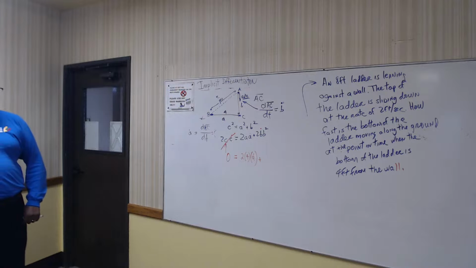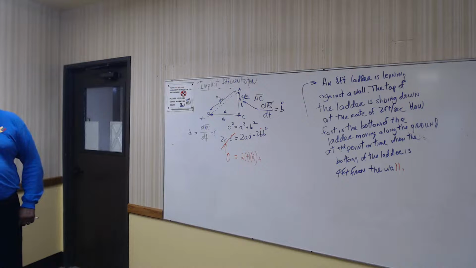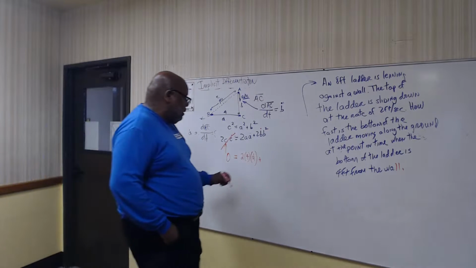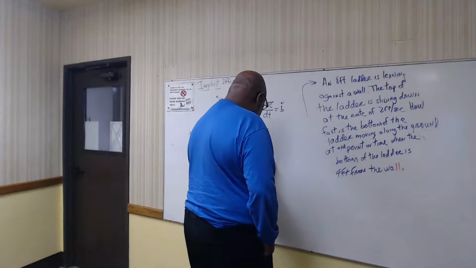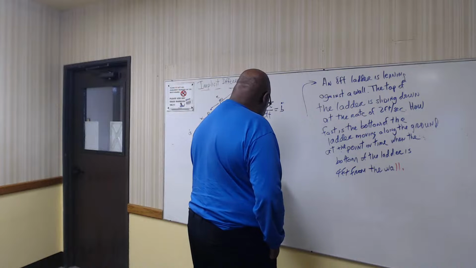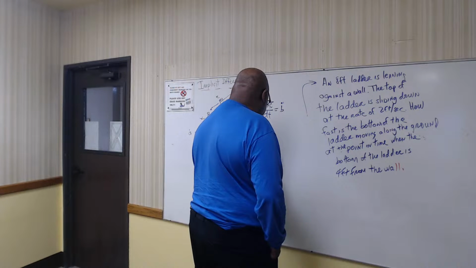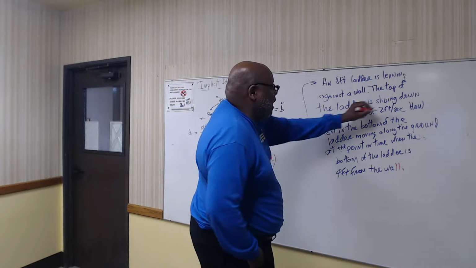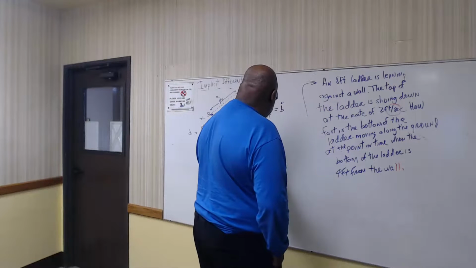We know how fast it's slipping down the wall. Not related rates, you just have to read the problem 3 times. How fast is it slipping down the wall? 2 feet per second, and that's where your negative comes in, right? So it's minus 2 feet per second, because it said the rate was feet per second.